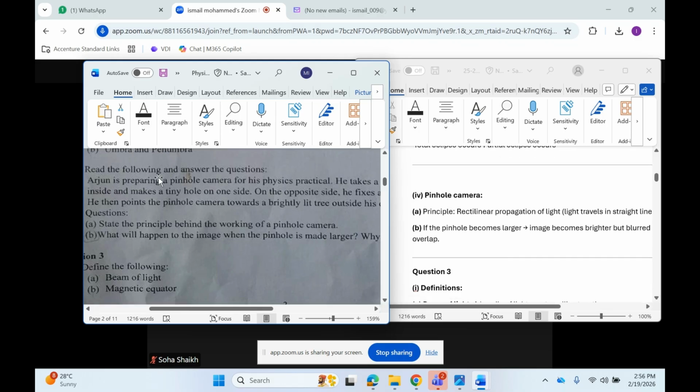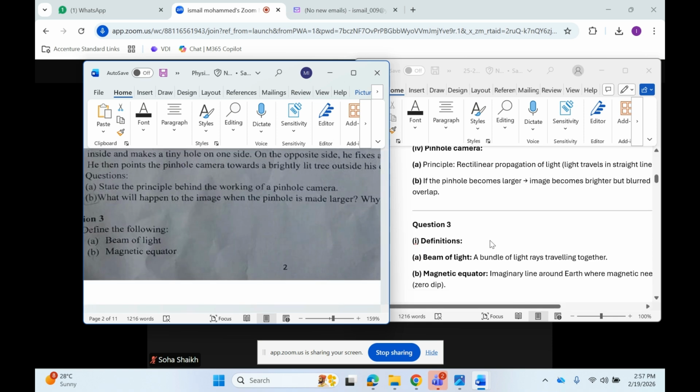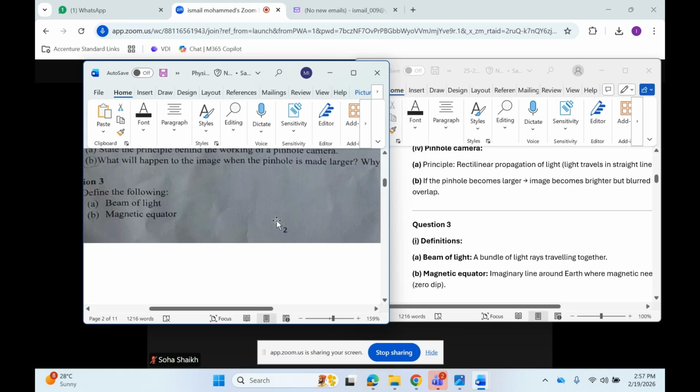State the principle, that is rectilinear propagation of light. What will happen to the image when the pinhole is made larger? We have seen this already. The image becomes brighter but blurred, with overlap. Beam of light is a bundle of light rays traveling together. That is called the beam of light.